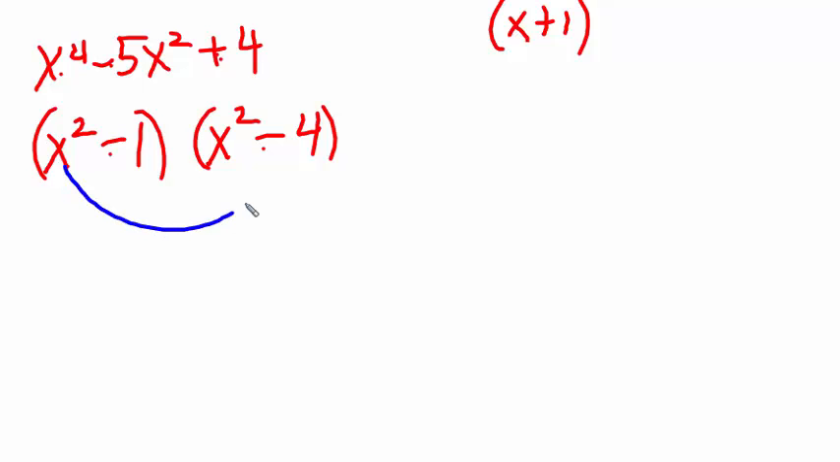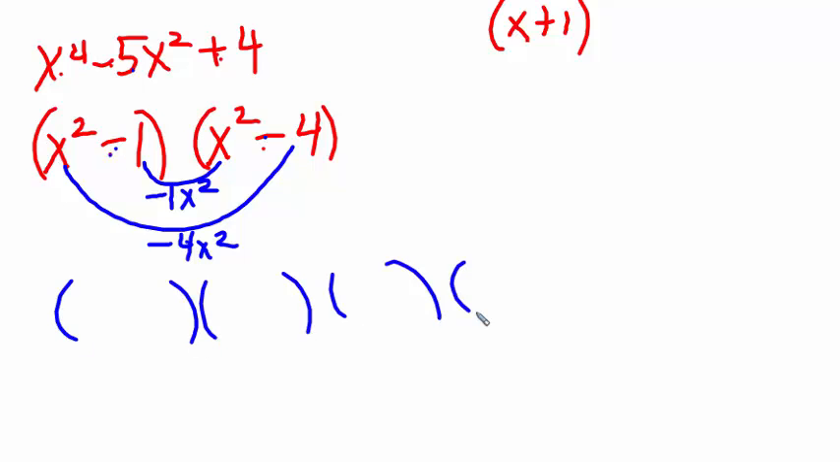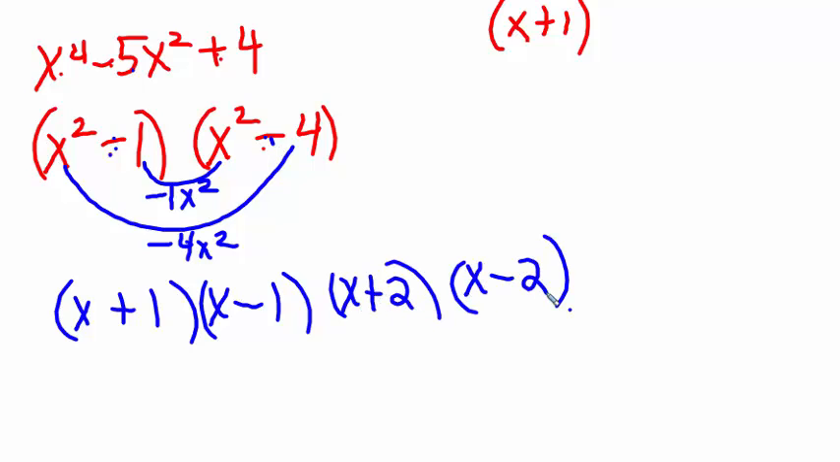I'm going to distribute this back out. I would get a negative 4x squared. Here I would get a negative 1x squared. These would combine to give me the negative 5x squared I had in the middle. And then, holy cow, these are both differences of squares, so these will both factor into 2 sets of parentheses. The x squared minus 1 is going to factor down to x plus 1 and x minus 1. X squared minus 4 will factor into x plus 2 and x minus 2.